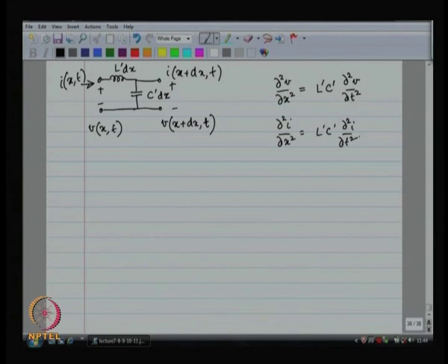Basically, I and V have the same relationship as a function of x and a function of time. So, they have the same solution. The solution happens to be the wave equation. This is the wave equation. The solution to the wave equation is something like this. Okay, there is a forward moving wave and there is a backward moving wave. V plus is my forward moving wave, V minus is my backward moving wave.